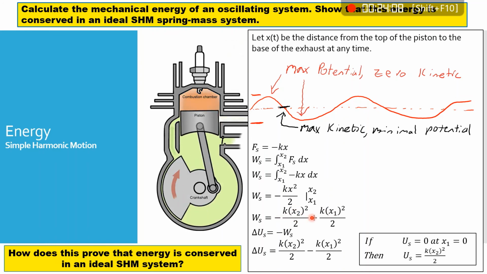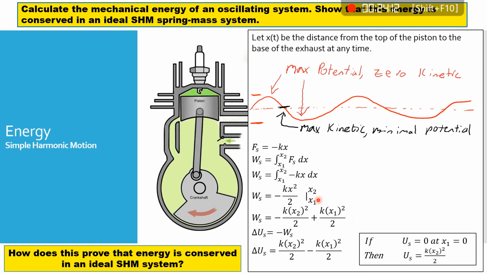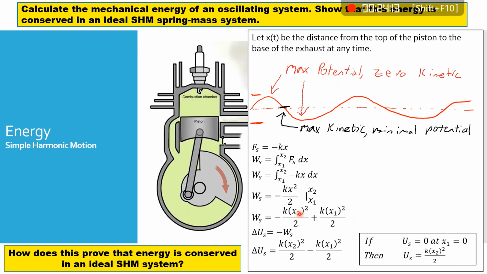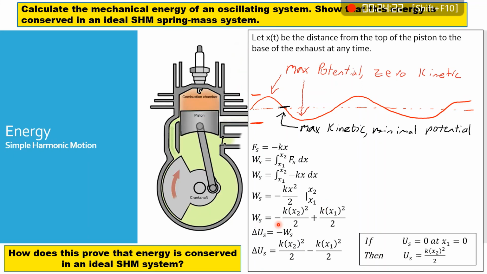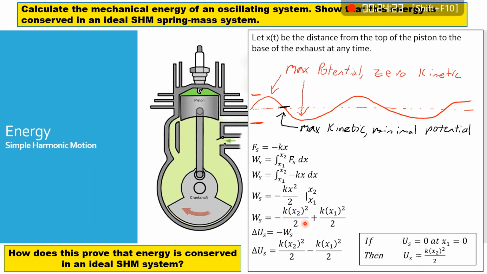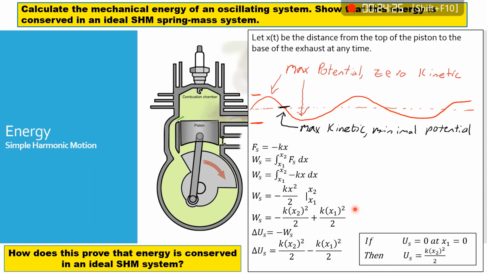My signs may look a little bit weird, but I had a negative on the outside there. So this is negative for my upper bound and then negative for my lower bound, but I would have subtracted there. So that's a negative. Negative is positive. Okay, so my work is negative kx2 squared over 2 plus kx1 squared over 2. Okay on that step? Yep.